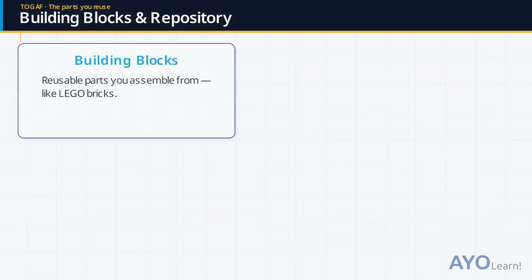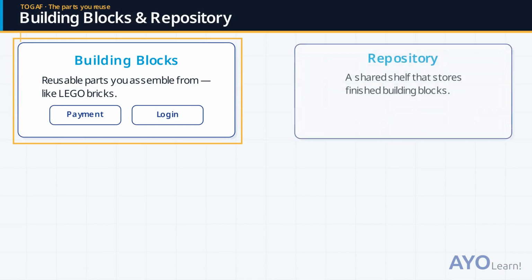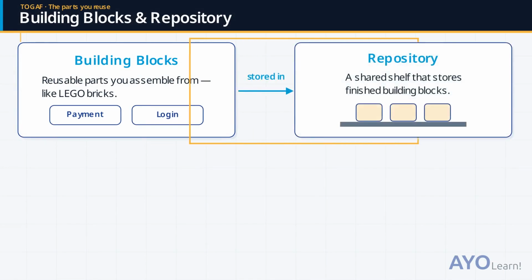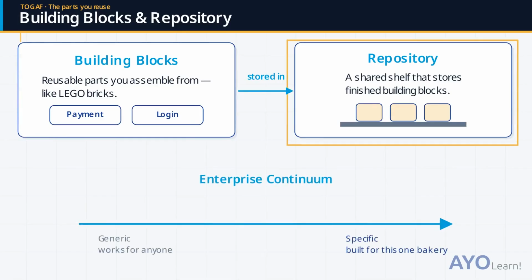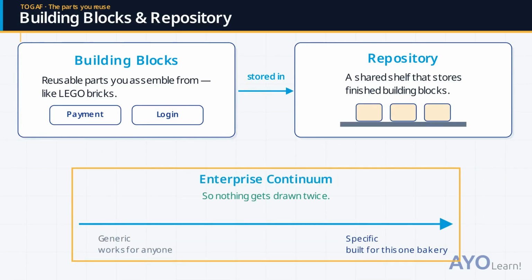Building blocks are reusable parts you assemble from, like Lego bricks, maybe a payment or login piece. The repository is a shared shelf storing those finished blocks, and the enterprise continuum arranges them from generic to specific, so nothing gets drawn twice.